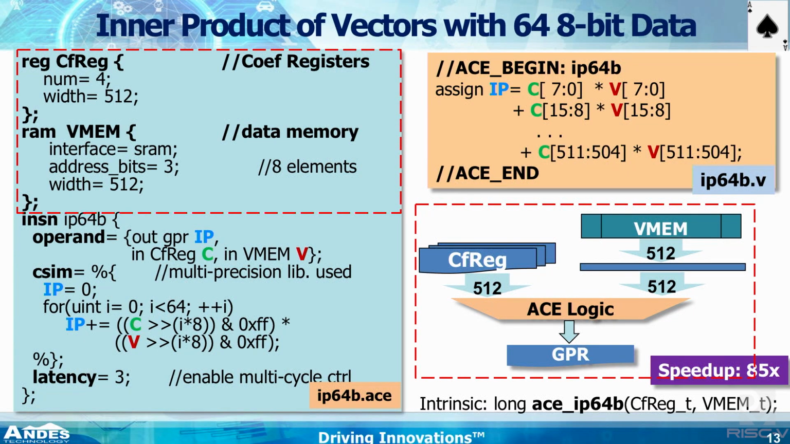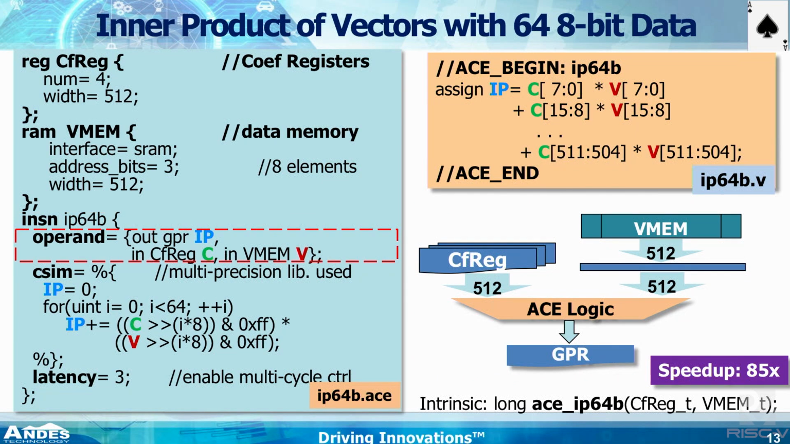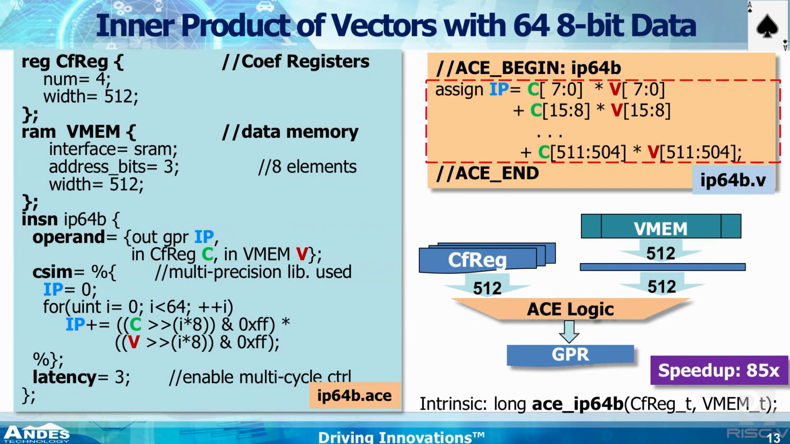So you can define one on the register, 512 bits, and the other one from memory, 512 bits. And once you define the data type, you put that into the operand. So C and V are two 512-bit data types. Then in the semantic part, you just extract it like before and do the multiplication and add it up into the inner product, IP, which is the output. And the C code is similar, you can do that.